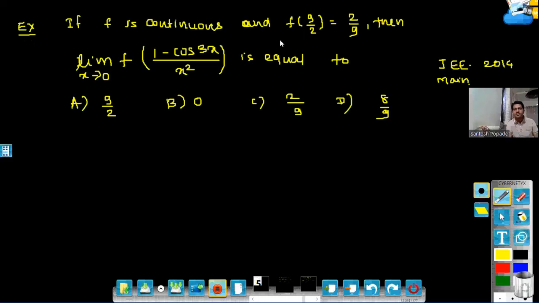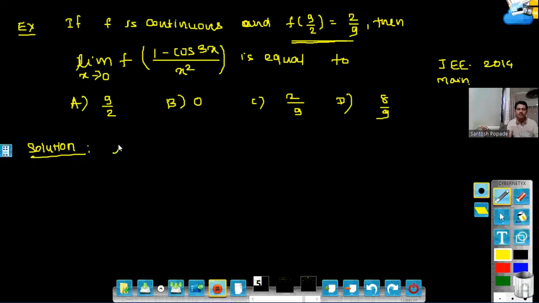It is given that a function is continuous and f of 9 by 2 is equal to 2 by 9, and we have to find the limit of f of (1 minus cos 3x) upon x square. For this we know that limit of f of g of x is equal to f of limit of g of x, that is the limit of a composite function. This is the formula. So, to find the limit of this function we have to use this result.